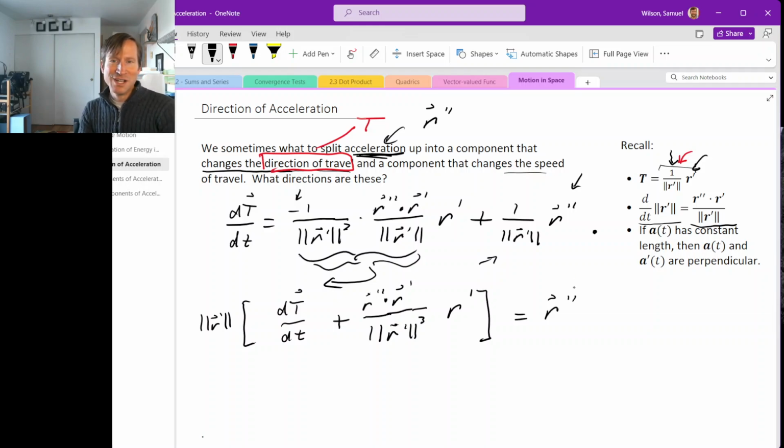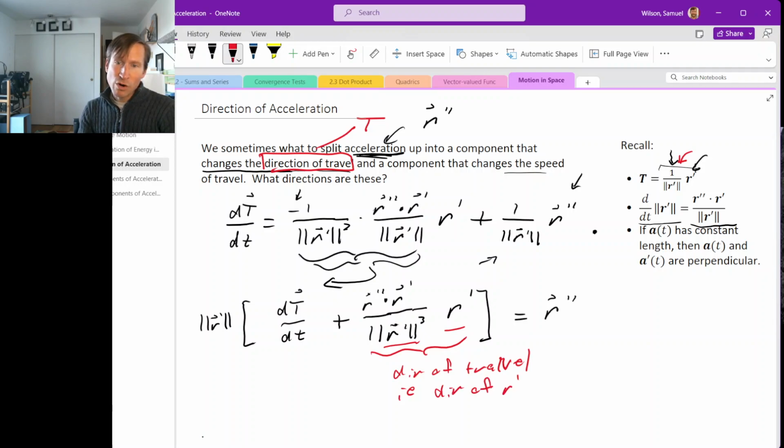Okay, so what directions go into this r double prime? Well, one of these we can identify directly. So this one right here, this is a scalar multiple of r prime. So this is the tangent direction, right? So this is the direction of travel. In other words, it's the direction of r prime, or what amounts to the same thing, the direction of the unit tangent vector.